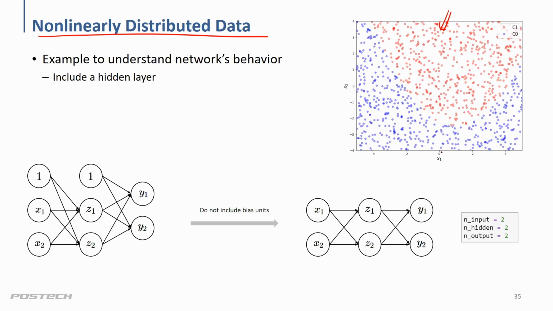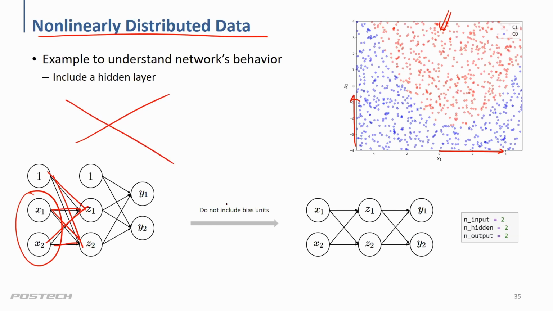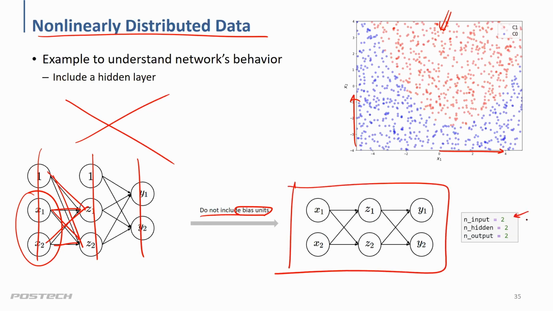So as you can see, we have a two-dimensional space. From these, I'll have one line, and from these I'll get another line. Then I add one more layer, and I don't want to include the bias. So we have two inputs, two hidden neurons, and two output neurons.